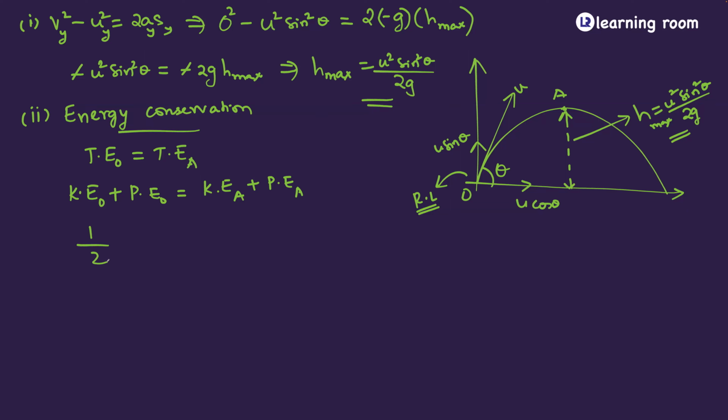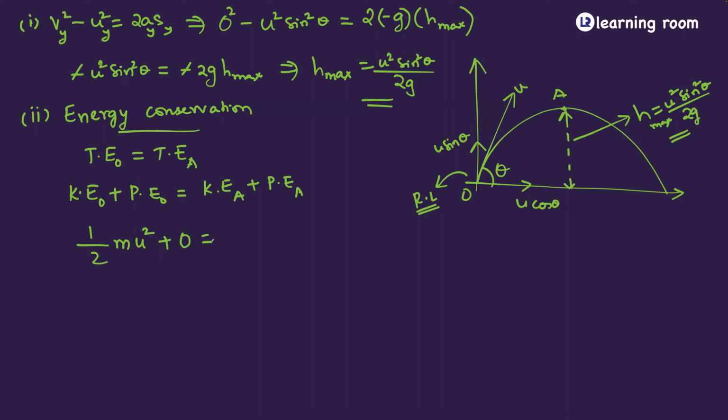So what is the kinetic energy at point O? It is half m u square. You will not write half m u sin theta square or half m u cos theta square. It is a sum of both. It is only half m u square. So it is half m u square plus what is the potential energy of the object at point O? It is 0 because that is the reference line itself, is equal to what is the kinetic energy at point A? It's not 0 because it is only the vertical velocity that is 0.